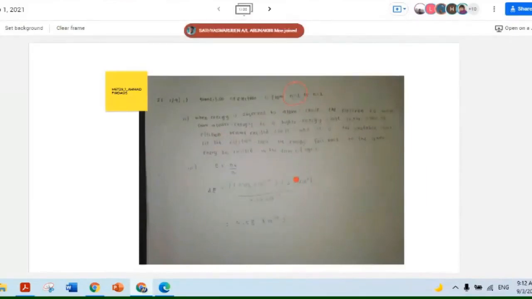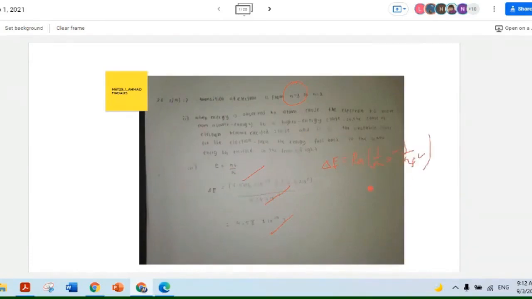Okay, yes, Fidaus, what formula did you use? You are using hc over lambda, right? Yes, madam. Okay, 4.58, yes, correct. Okay, delta E, you get 4.58 times 10 to the power of negative 19 joule. Yes, this is the answer. Okay, very good. Actually, you all can use this formula as well: delta E equal to RH times 1 over n initial squared minus 1 over n final squared. Both will get the same answer.